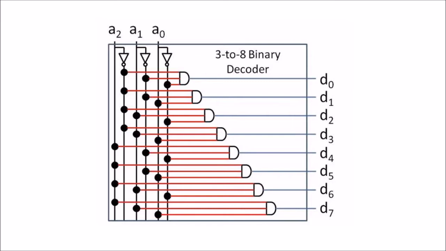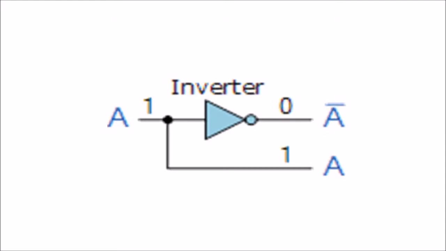For example, an inverter can be classified as a 1 to 2 binary decoder, as 1 input and 2 outputs are possible, because with an input A, it can produce 2 outputs, A and A complement, as shown here.